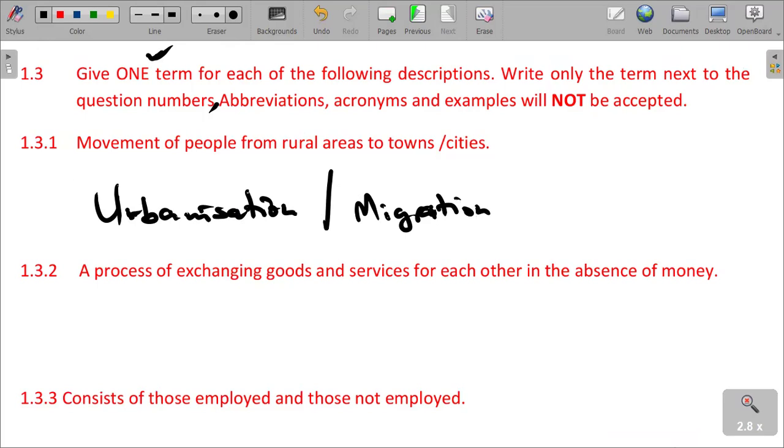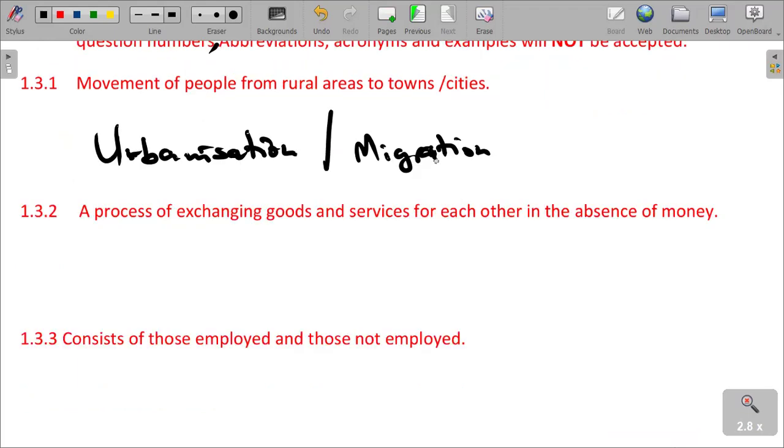Migration is the movement of people from one place to another. So they are moving from rural areas to urban areas. We call that migration as well. It can also be called urbanization.